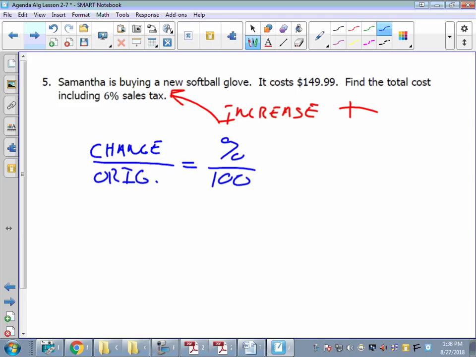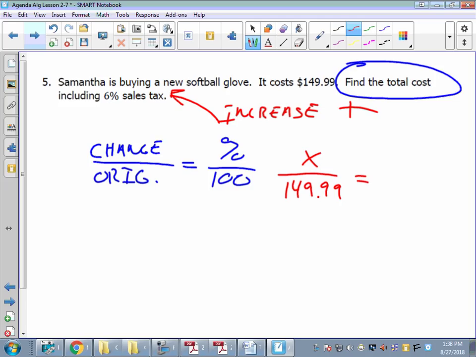Okay? So let's talk about what we have here. Again, we have an original cost that's given to us of $149.99. They want the total cost, that's what we're trying to find. So we're going to have to do some adding, the increase of the 6% sales tax. And that 6% should go right where the percentage is. So let's put in what we know. We don't know what the change is. We know the original cost was $149.99, and our percentage is 6% over 100.